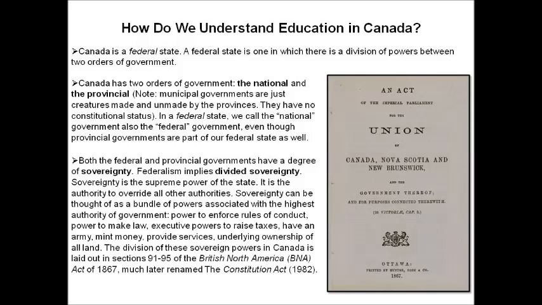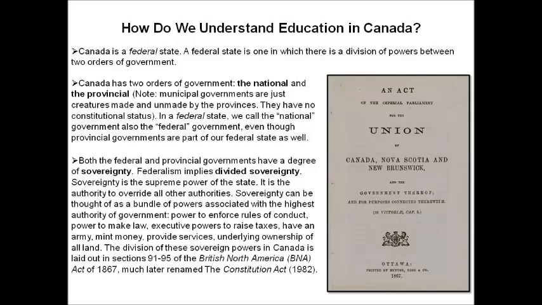Okay? In a federal state, we call the national government also the federal government, even though provincial governments are a part of our federal state as well. So, both the federal and the provincial governments have a degree of sovereignty. Federalism implies divided sovereignty, all right? So it's split. Sometimes it's an unequal split, sometimes it's an equal split, right? The idea when Canada started is that we were going to have equal sovereignty between the provinces and the feds, that they were going to be masters of their own domains, right?